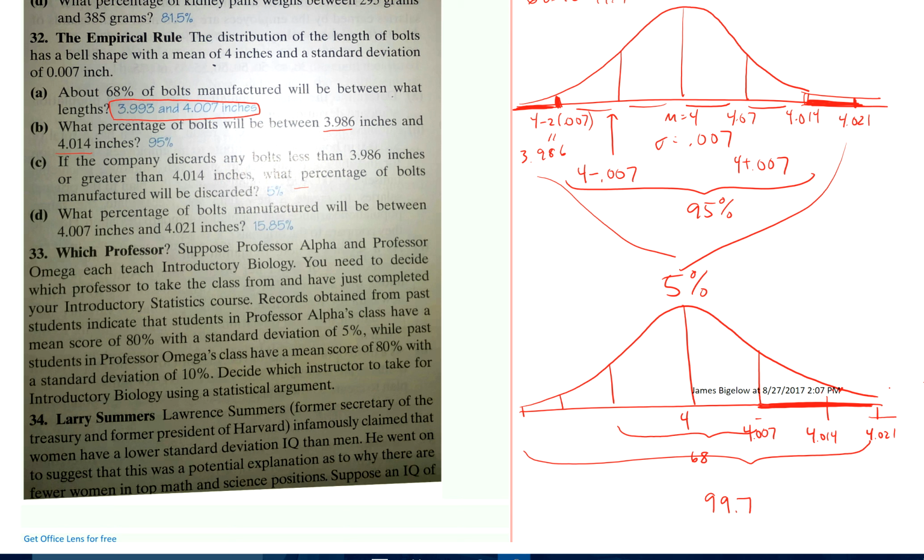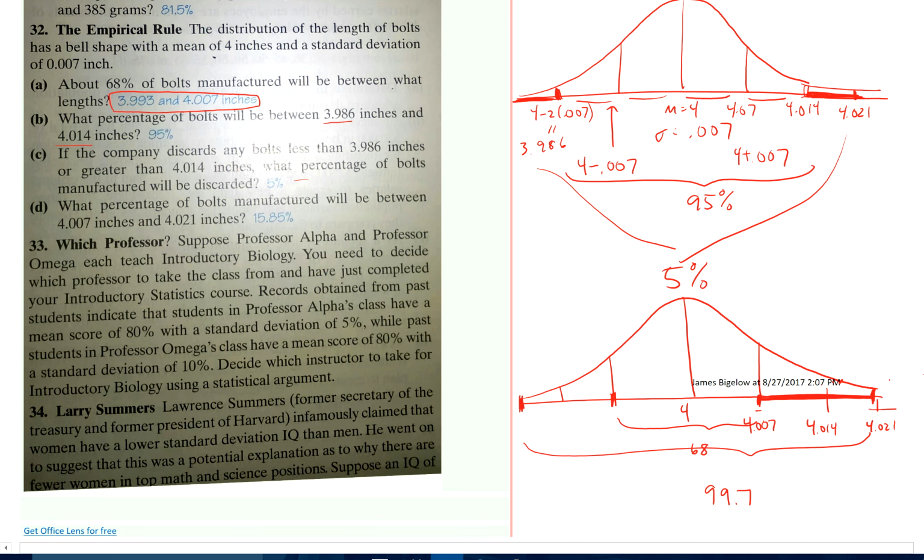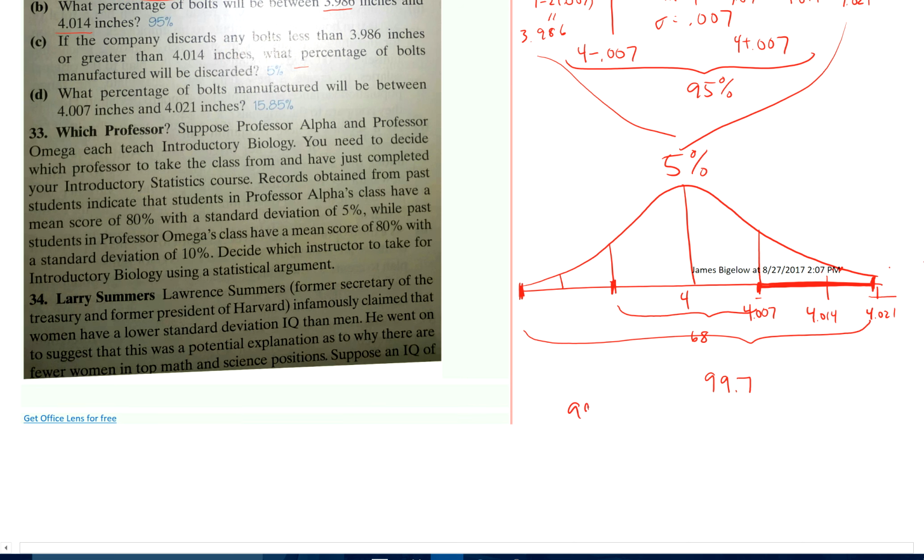So 99.7 is between this value here and this value here, and 68% is between here and here. So if I subtract those two, let's do 99.7 minus 68, that's 31.7. That's what percent is between there and there.